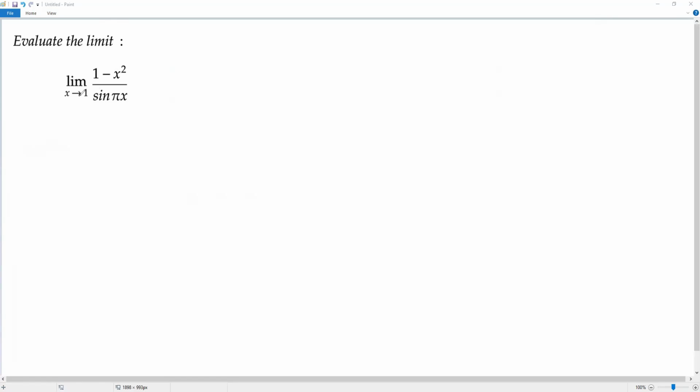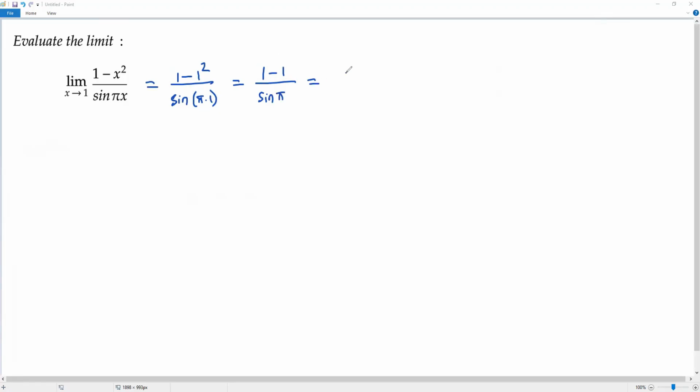Evaluate the limit as x approaches 1 of (1 − x²) over sin(πx). Here, we can apply the given limit of x, that is 1, in the numerator and denominator. Then we get (1 − 1²) over sin(π times 1). In the numerator we have 1 minus the value of 1 squared, which is 1, and sin(π times 1) is sin π in the denominator.